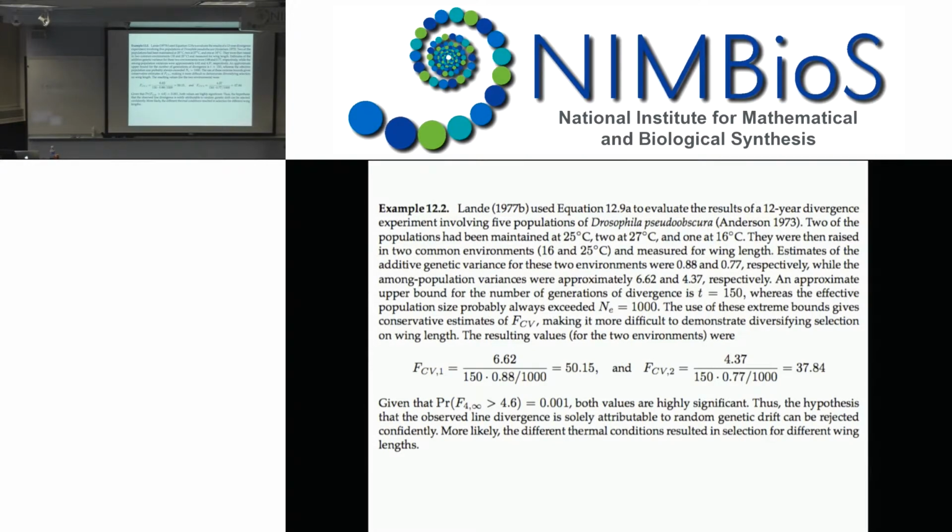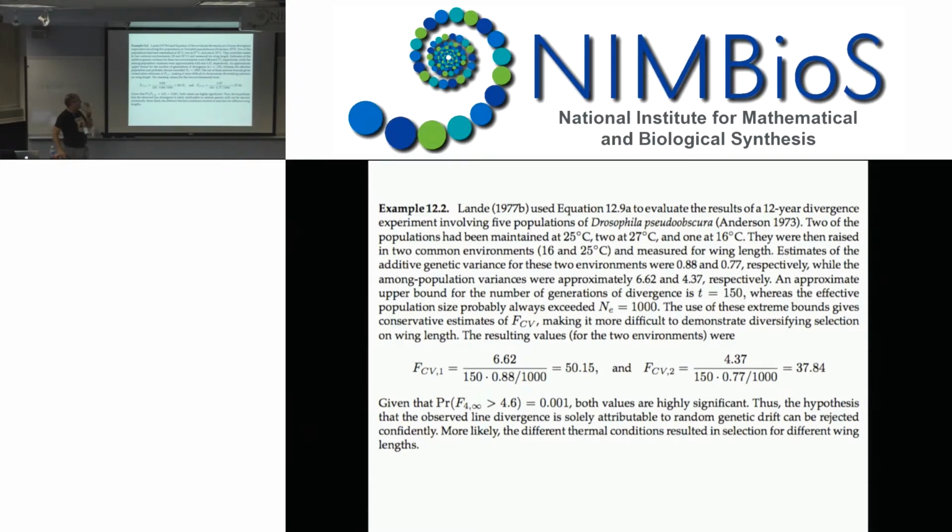Both these were highly significant. So what you saw in this simple experiment was too much divergence relative to drift. Now, drift is given by T over N. As T over N gets larger and larger, drift becomes more and more important. So if your effective population size was much smaller, then the drift might be more consistent with it.